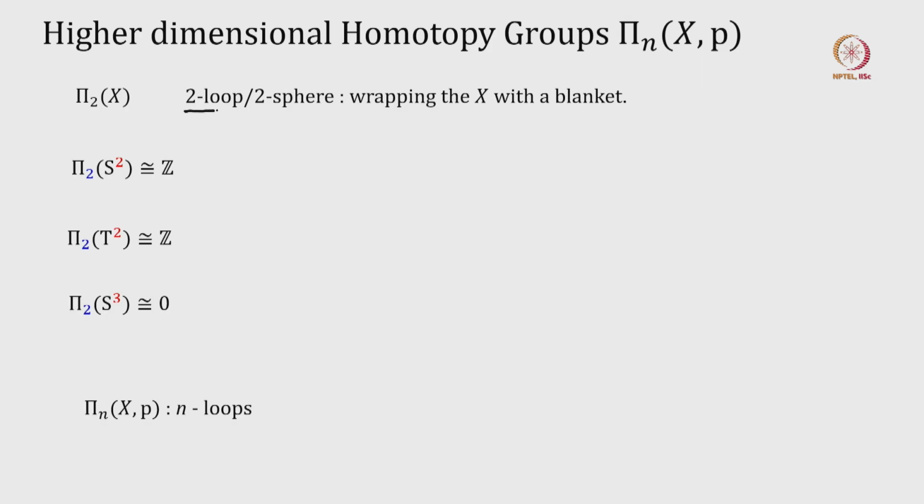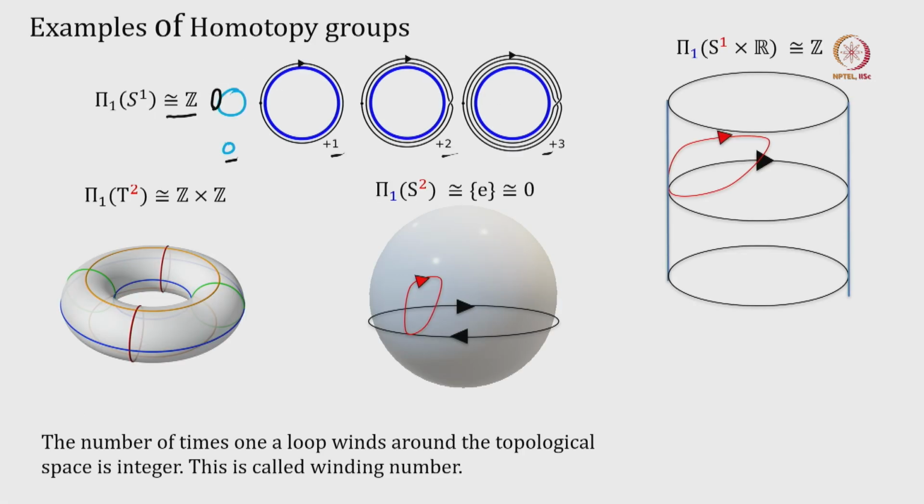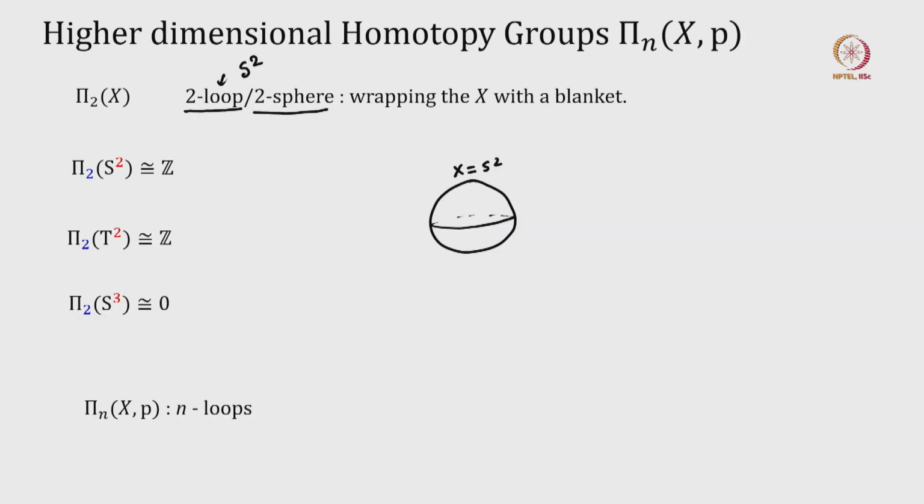So, what do we mean by two loops or two sphere? Okay. So, this is like two loops, S2 if you like. Suppose I have some sphere S2, which is my topological space, and earlier here we took that, but we only drew one loop. Now, we are drawing two loops. So, how are you going to draw it?